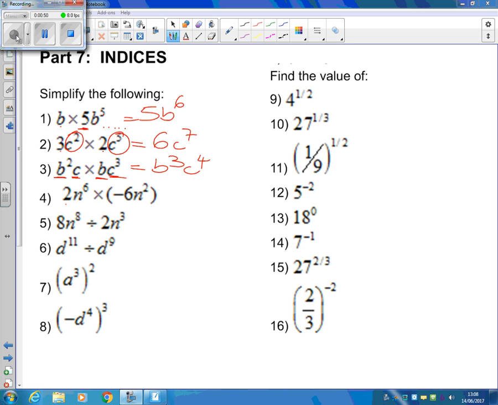What are we trying to do? Upset you with a negative? I hope not. Minus 12 here, and then all the n's altogether, there are 8 of them. 6 and 2 is 8. Now we go to some divides.